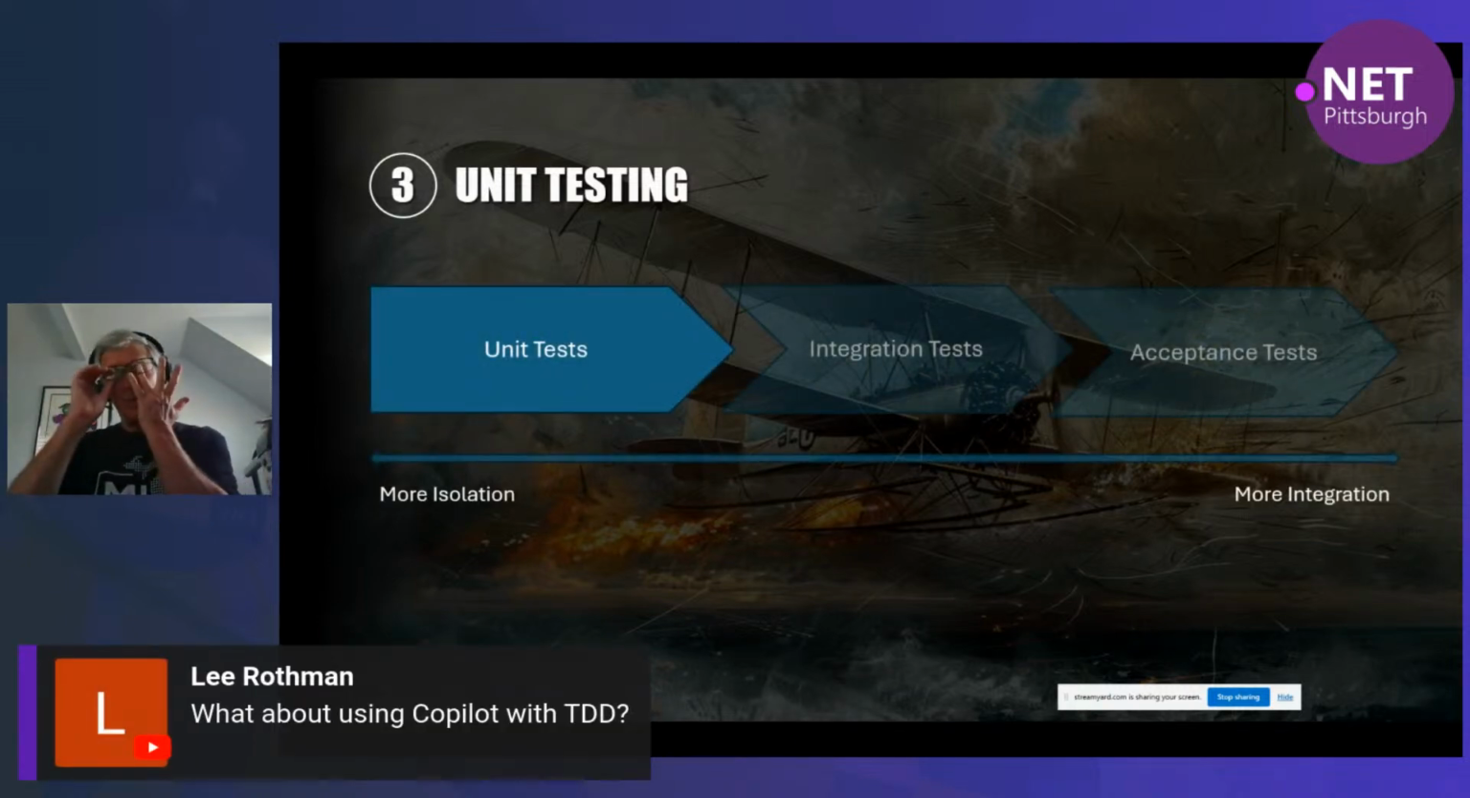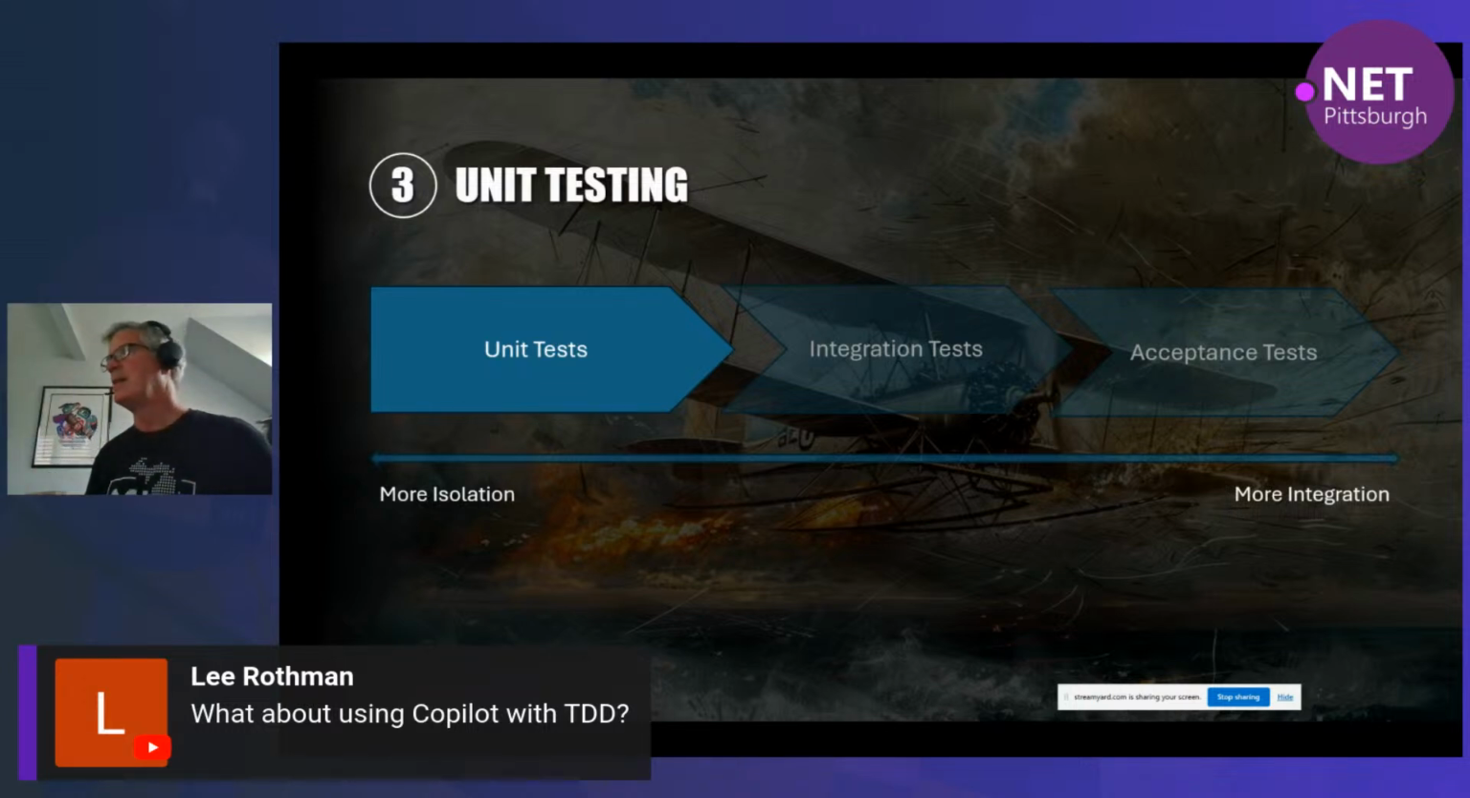Lee, I have not used Copilot for TDD before, but I don't see any reason that it wouldn't work. You could just start asking Copilot to create a test. Just ask Copilot backwards for TDD. I've not tested that out myself. I've done a lot with Copilot, but not that one. That's a good one.